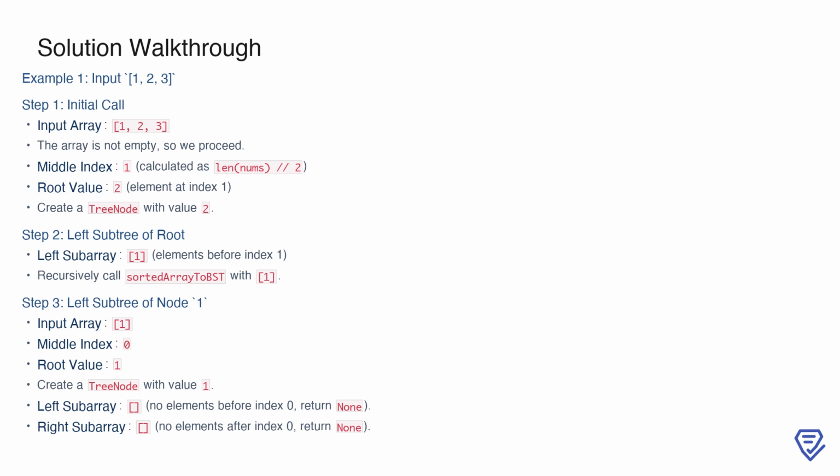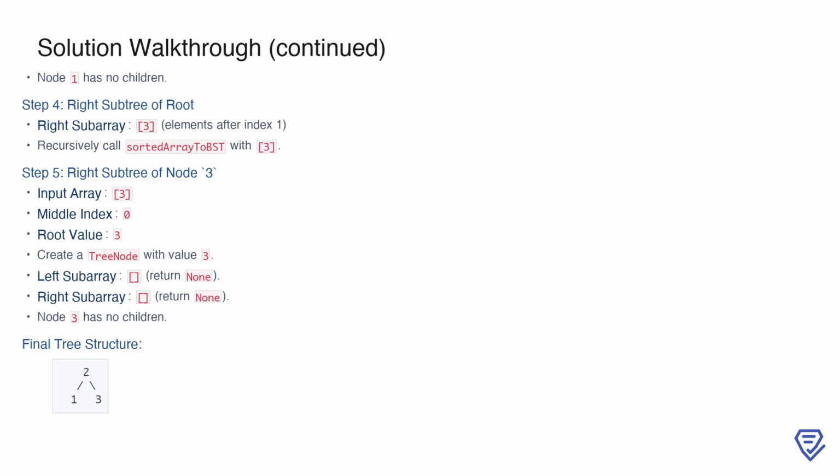Next, we focus on building the left subtree of this root. The left subarray consists of elements before index 1, which is 1. We make a recursive call with this left subarray. Now, for the left subtree of the node with value 1, the input array is 1. The middle index is 0, and the value at this index is 1. We create a tree node with this value. Since there are no elements before or after index 0, both the left and right subtrees for this node will be none. With the left subtree complete, the node with value 1 has no children.